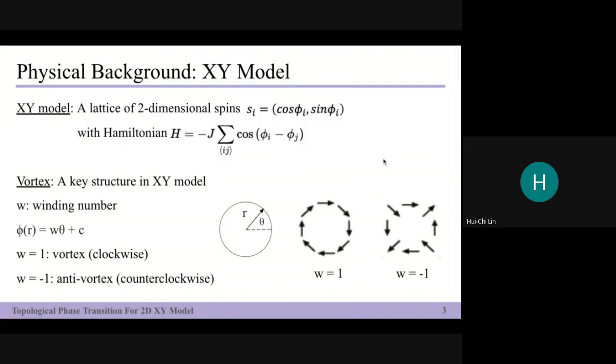If the direction of spins rotates clockwise or counterclockwise, the direction of the spin can be expressed by the formula W times theta plus a constant C. So when the winding number W is equal to 1, we call the group of spins a vortex. And if W equals -1, we call it an anti-vortex.